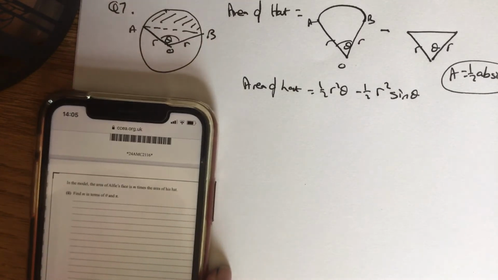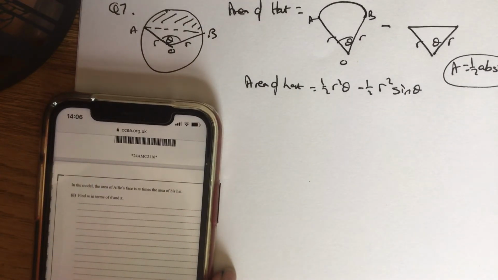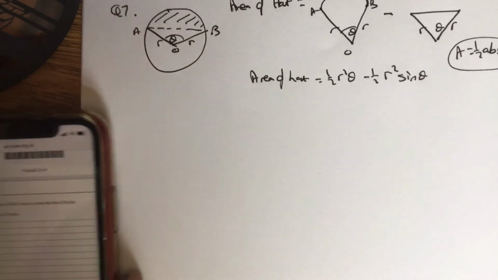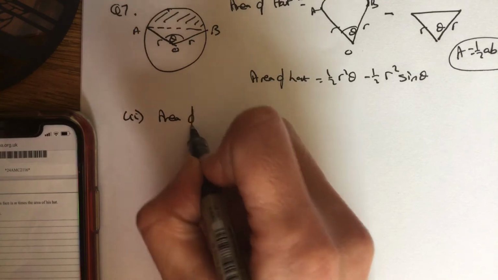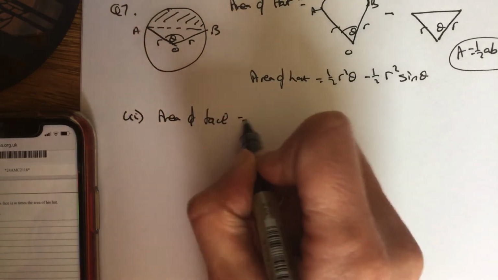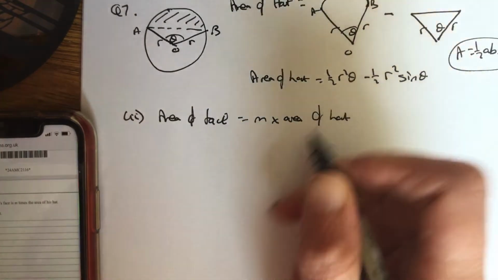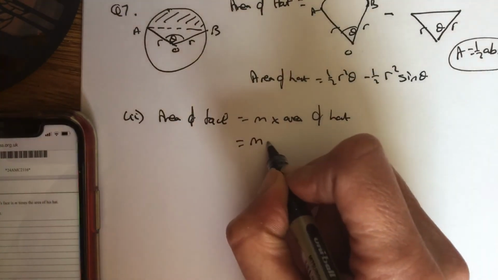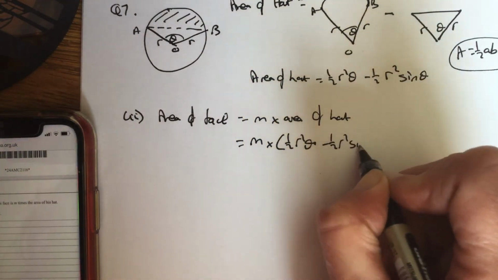Part 2 says, in the model, the area of his face is m times the area of his hat. So I'll write that down first of all. So area of face equals m times area of hat. Now you have the hat worked out, so let's get that mark secured. So m times the area of a hat from above there.